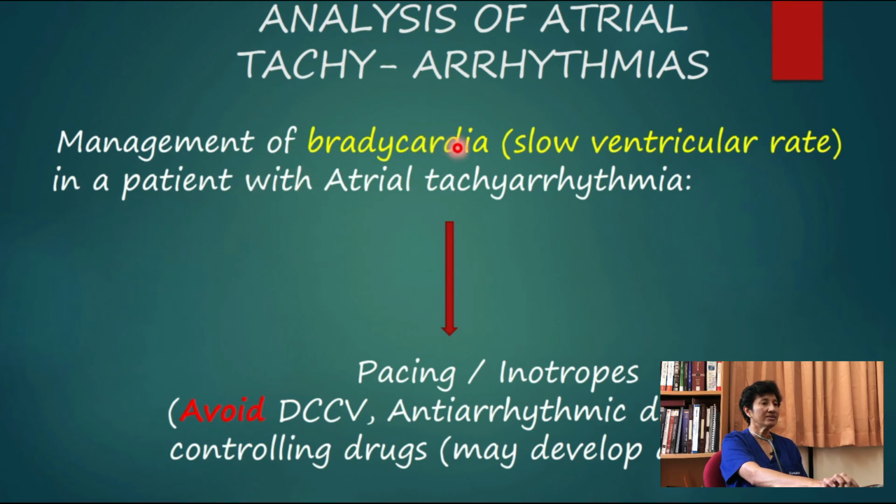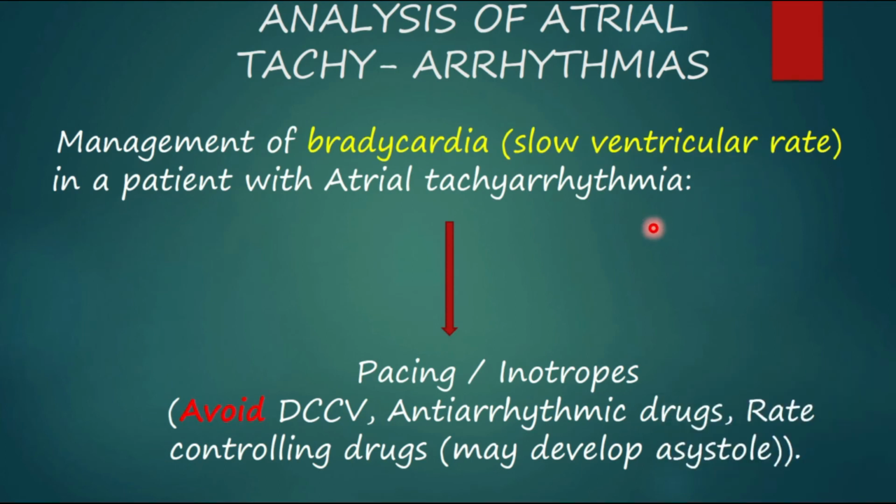During atrial tachyarrhythmias, if the ventricular rate is slow and if the patient is hemodynamically unstable, the patient will need pacing. And the pacing rate should be maintained around 80 to 100 beats per minute. If facilities for pacing are not available, until the patient is transferred to a center where pacing is available, the patient may be managed with inotropes.